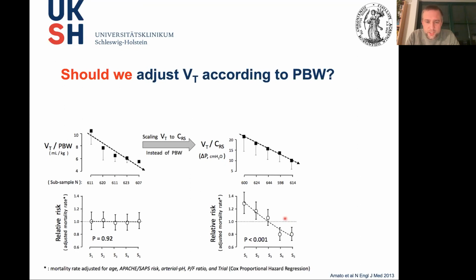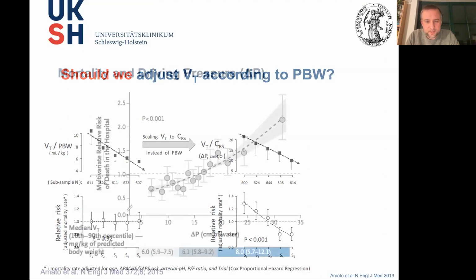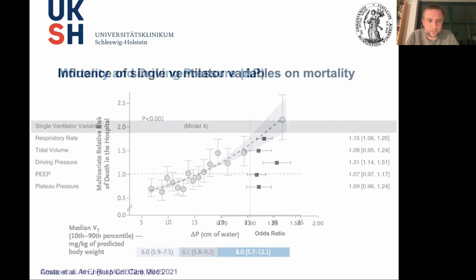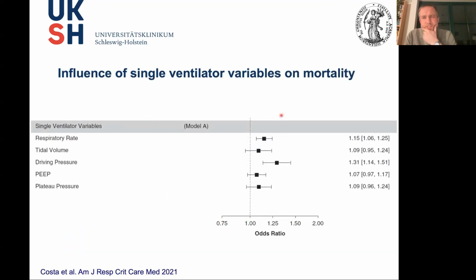So the association between driving pressure and mortality was much stronger than the one between tidal volume divided by predicted body weight and mortality. So this is another way to look at these data. When you have here the driving pressure on the x-axis and the relative risk to die in hospital on the y-axis, you see that the risk to die goes up with higher driving pressure.